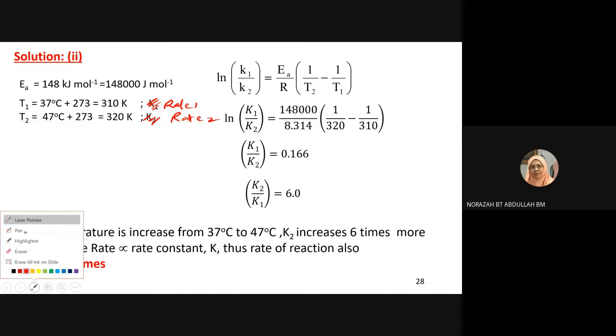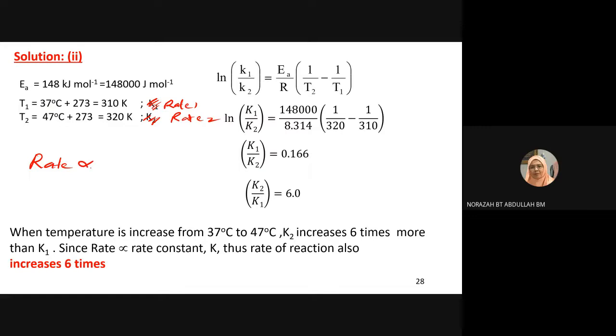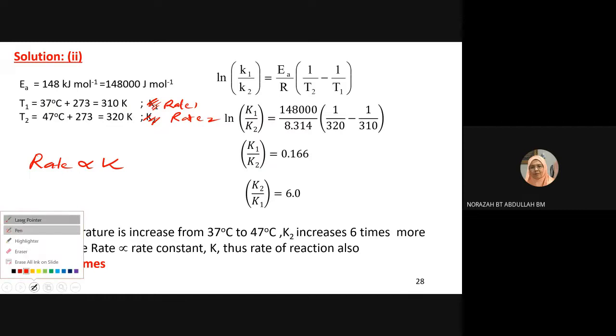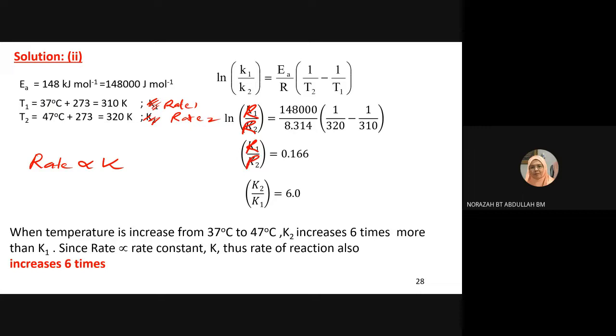Since rate dengan K dia proportional, rate adalah proportional dengan K. Dan sini ada bahagi, jadi faktor atas bawah boleh dibatalkan. Jadi instead of K, kita buat dalam rate pun sama saja. So ini rate lah, R1, R2. Oh, sorry. Dia nak terbalikkan kan. Okay. Ni R1, ni R2.